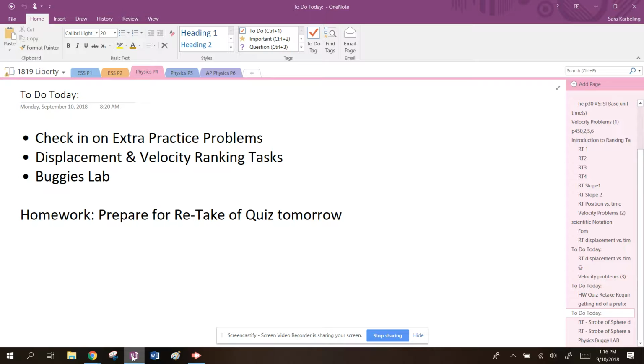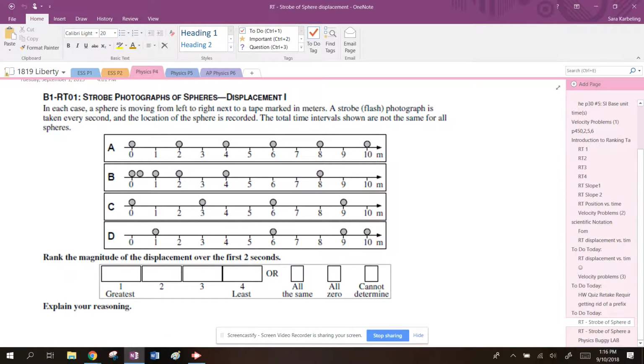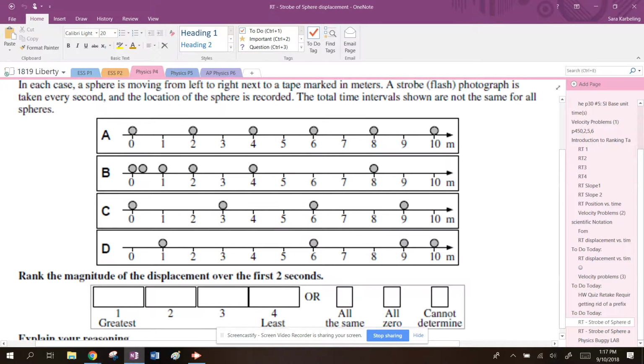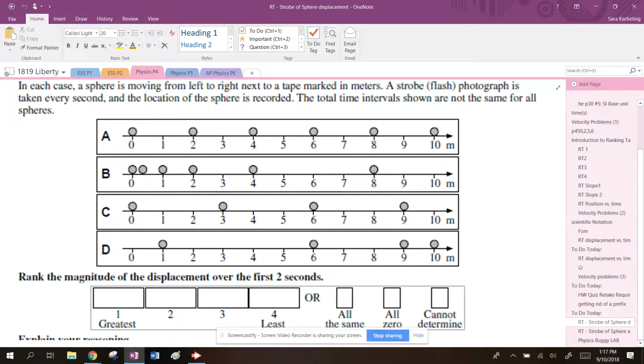Okay. Get out your notes because we're going to do a couple of ranking tasks and I want to make sure that you are with me. The setup for these two ranking tasks is a little bit funny, so please listen as I explain it, because if you don't pay attention, then it's going to make it really hard to answer the question. But they are kind of relevant to what we're doing with the buggies, which is why I like these and I wanted to put them in here.